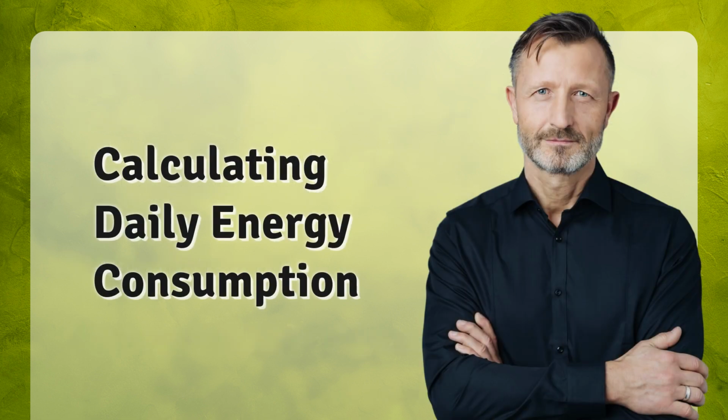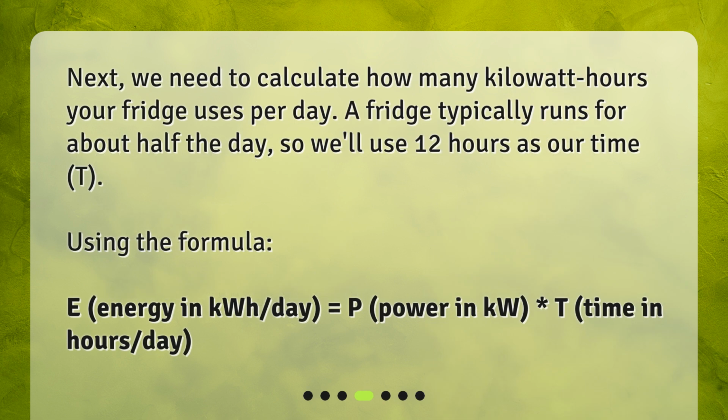Calculating daily energy consumption. Next, we need to calculate how many kilowatt hours your fridge uses per day. A fridge typically runs for about half the day, so we'll use 12 hours as our time, T. Using the formula, E, energy in kWh per day, equals P, power in kW, times T, time in hours per day.